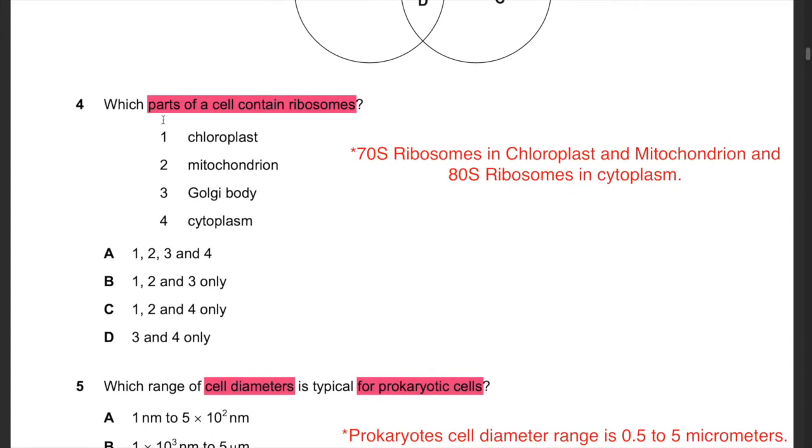Fourth question, which parts of a cell contain ribosomes? So the keyword here is which parts contain ribosomes. So not all of them contain ribosomes. Chloroplast contains 70S, mitochondria contains 70S, Golgi body doesn't have ribosomes, and cytoplasm has 80S. Therefore 1, 2 and 4, which is C.